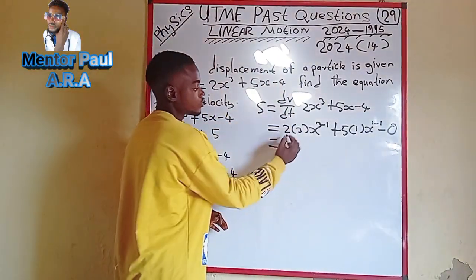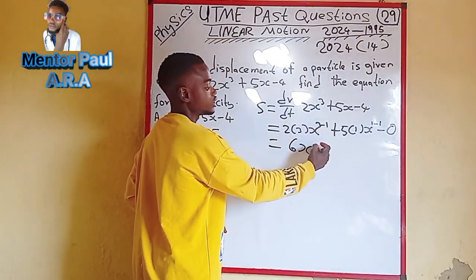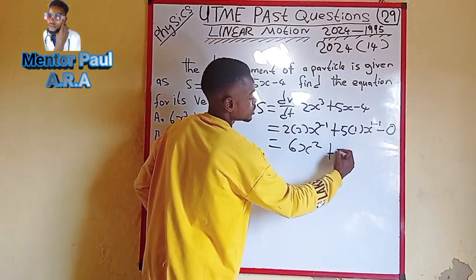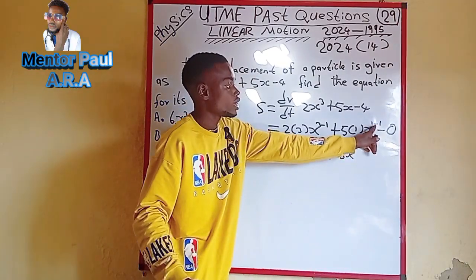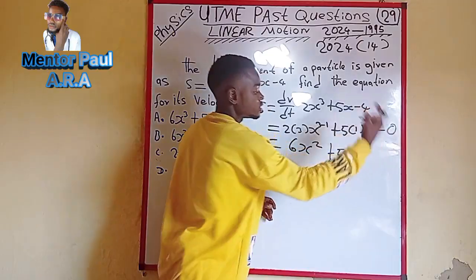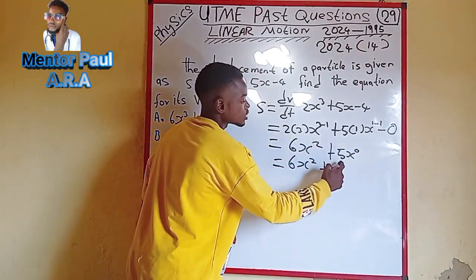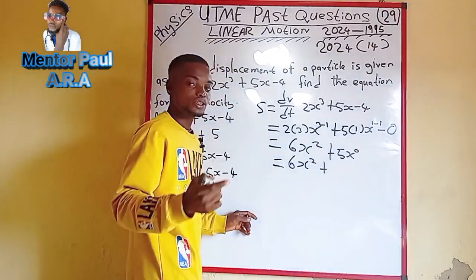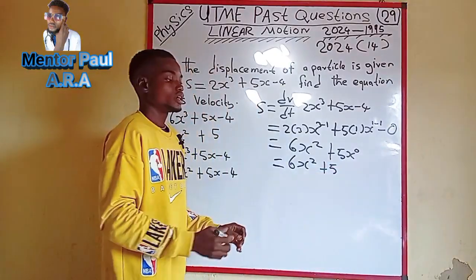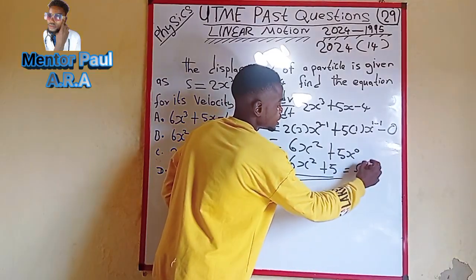Now, furthermore, I'm going to have 2 times 3 is 6, s to the power 3 minus 1 gives me 2, plus 5 multiplied by 1 is 5, multiplied by s to the power 0. Any number raised to power 0 is 1. Now 5 multiplied by that 1 gives us 5. You stop your differentiation from here, which is equal to f prime.